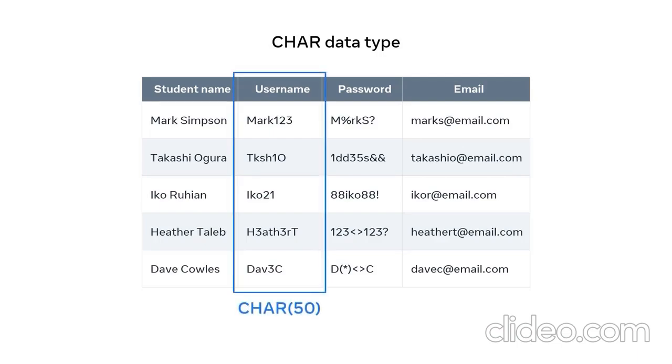In the student table, you can set a maximum length of 50 characters for the username column in SQL with char 50. For example, the table contains the records for a student with the username Mark123, which is a total of 7 characters. However, because the column is defined as char 50, this username occupies a length of 50 characters within a space. The varchar data type works in a similar way to char.